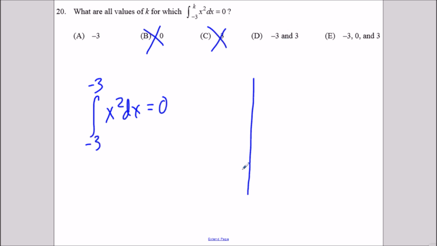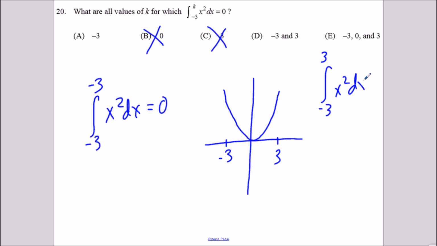But if you think about what the question is asking, it's asking for area under the curve of x squared. So if we made the upper limit, let's say +3, if we went from -3 to 3 of x squared, this would give us something positive. See how we have actual area. So 3 cannot be an answer.